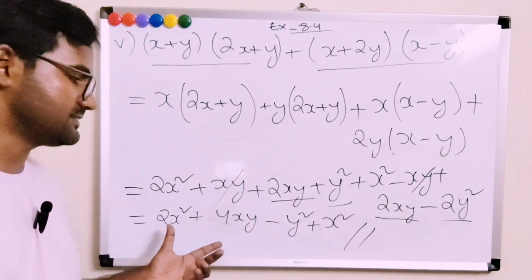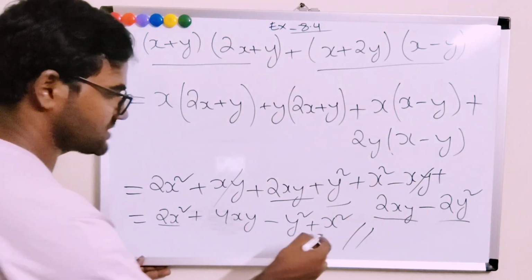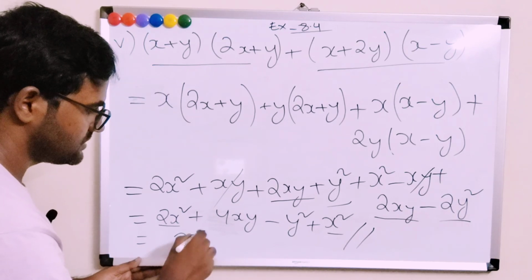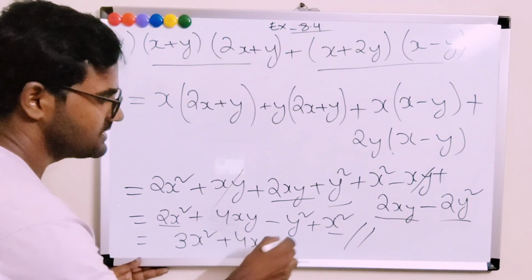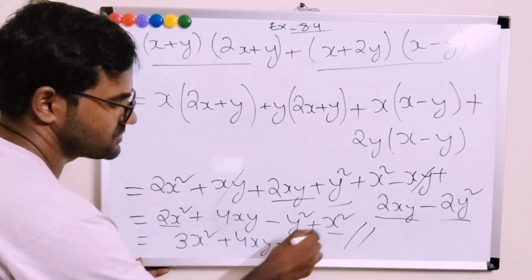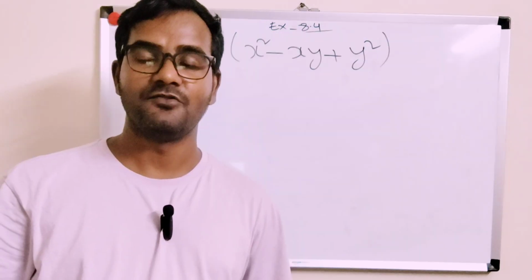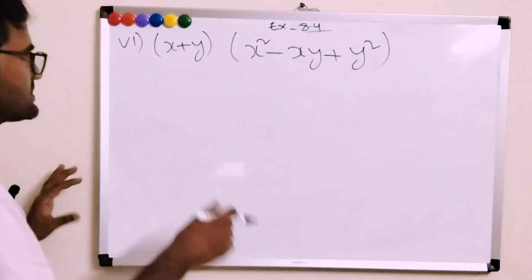So now what do you see here? You see that we can still add this 2x square and this, so how much we will get? 3x square, right? Then we will have this 4xy minus y square. So this is your required answer. So now we are going to solve number 6. Alright, so let's see how we do it.